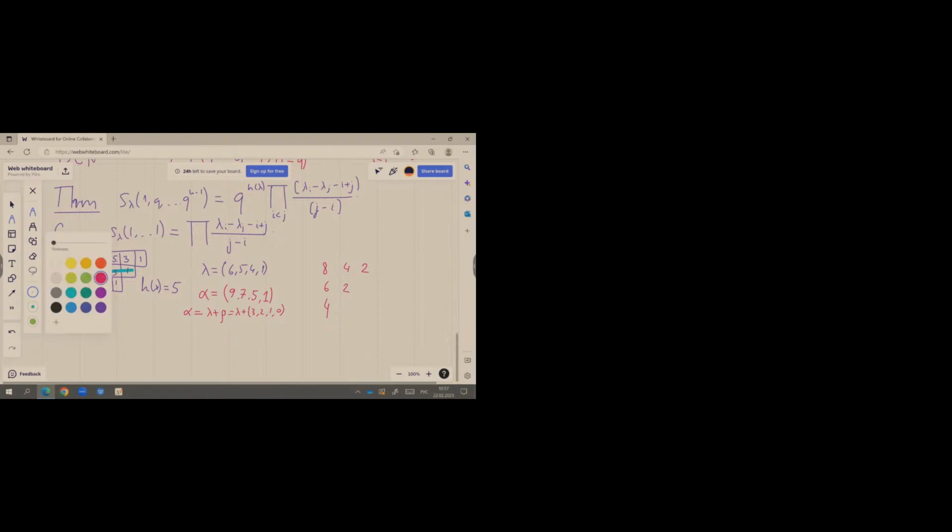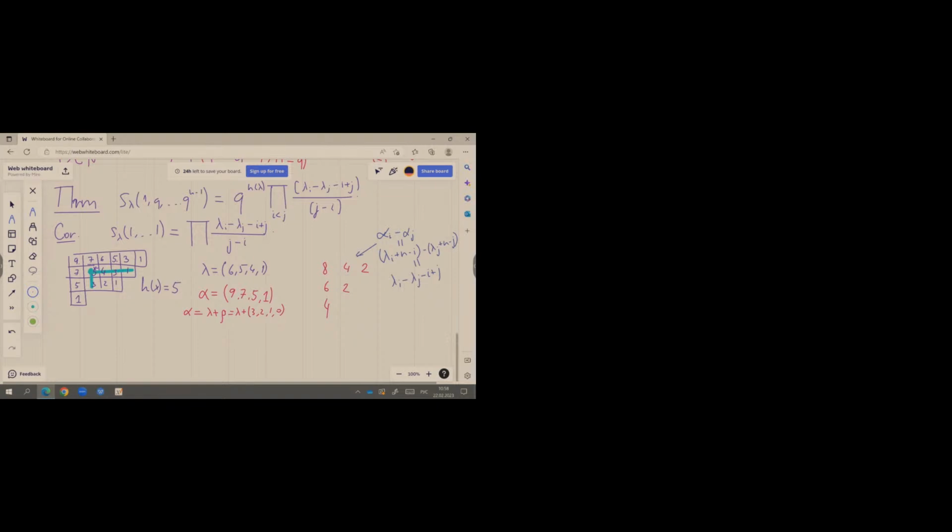So the thing is that these guys here are exactly alpha i minus alpha j, or equivalently lambda i plus n minus i minus lambda j plus n minus j, which is the same as lambda i minus lambda j minus i plus j. So these are exactly the numbers missing in this tableau.